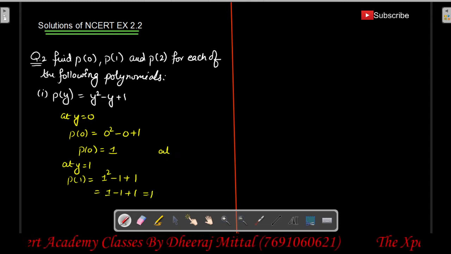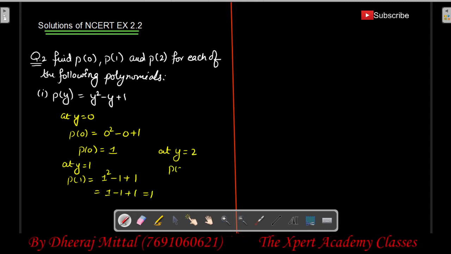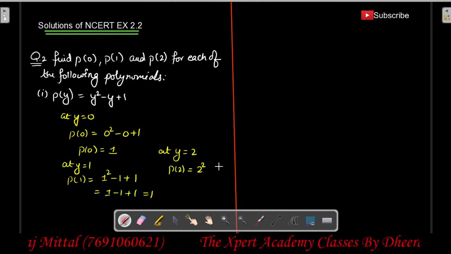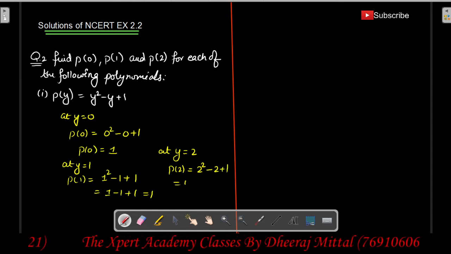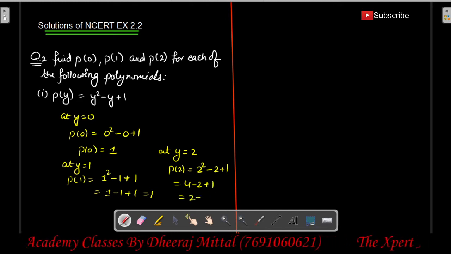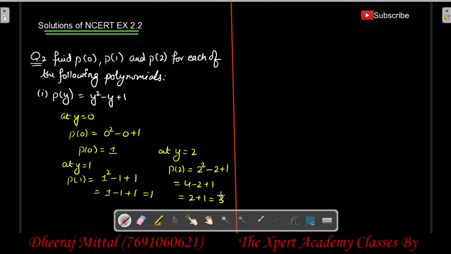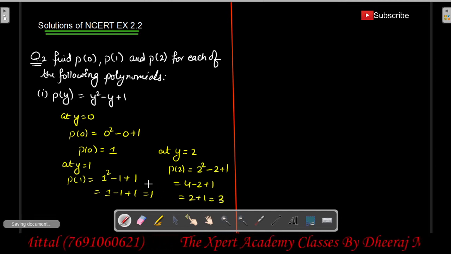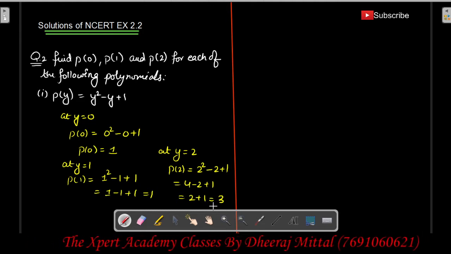And at last at y is equal to 2, P2 will be equal to 2 square minus 2 plus 1, that is equal to 4 minus 2 plus 1. 2 plus 1, that is 3. So at y is equal to 2, the value of this polynomial y square minus y plus 1 is 3.